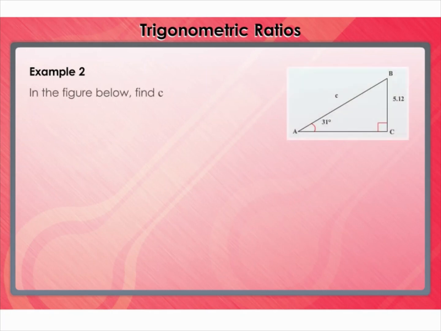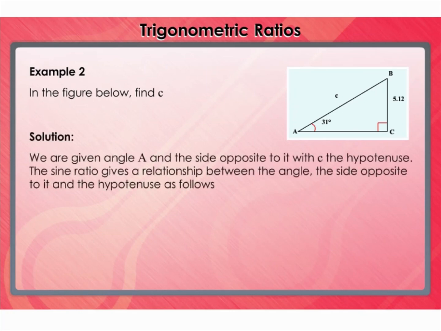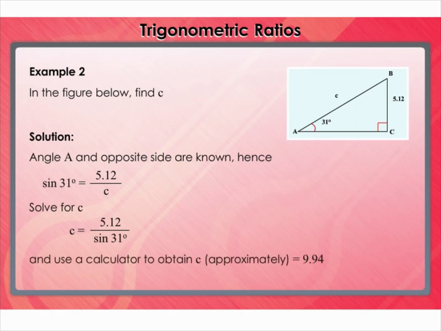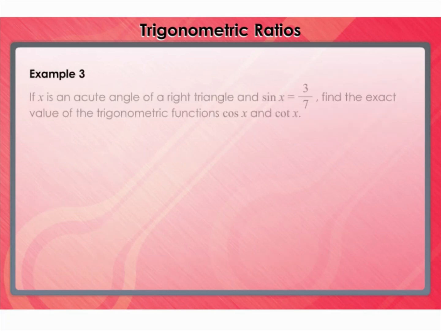Let's move to another example. In the figure below, find C. If x is an acute angle of a right triangle and sin x is equal to 3/7, find the exact value of the trigonometric functions cos x and cot x.